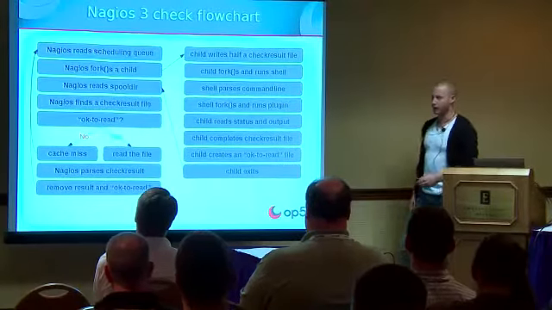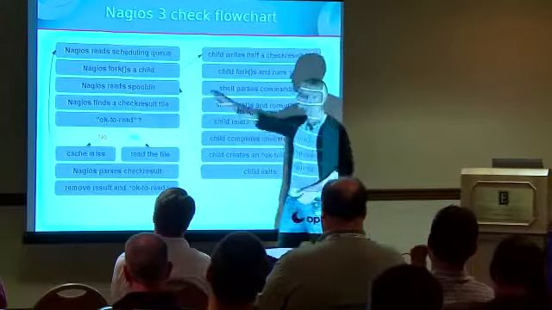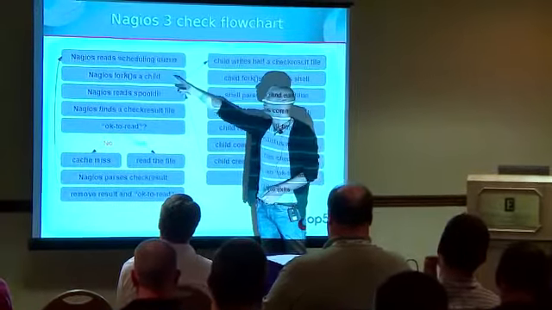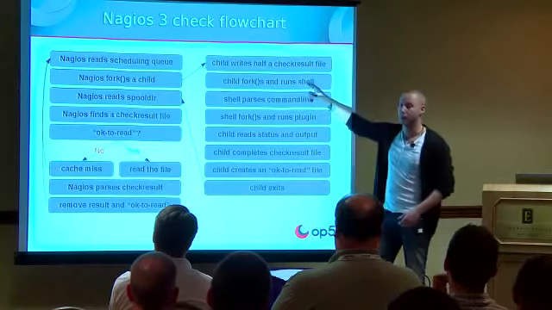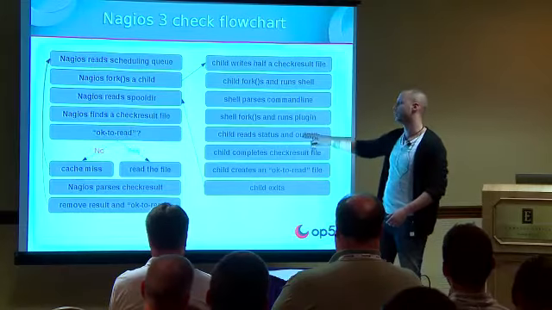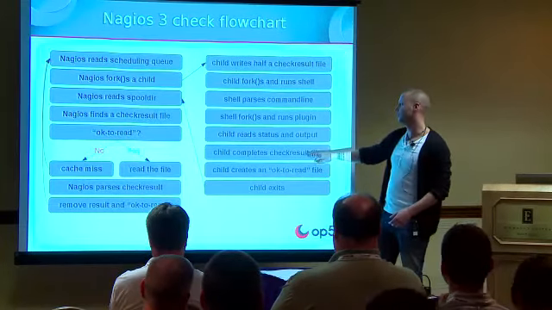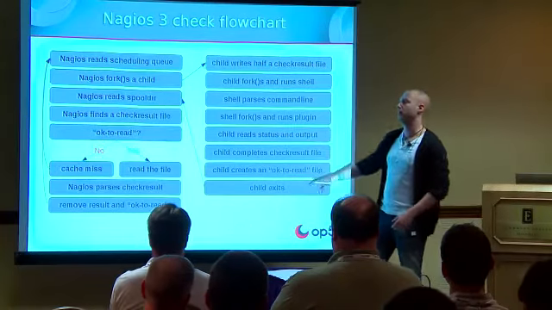If we look at how Nagios 3 executes checks, we see that it will read the scheduling queue. It will fork a child. The child writes half the check result file. Child forks again and runs shell. The shell parses the command line. The shell forks, and then it runs the plugin. Child reads the status and output, completes the check result file, creates an OK to read file, then it exits.